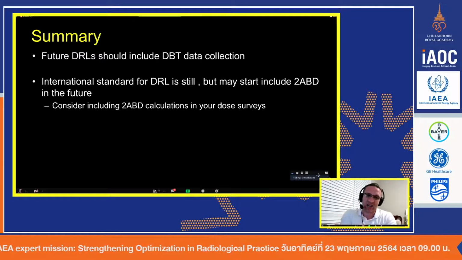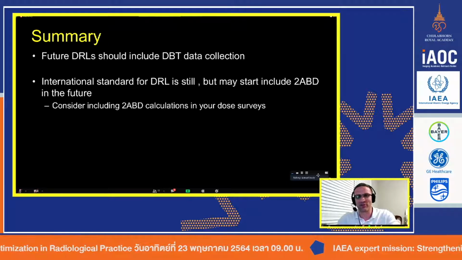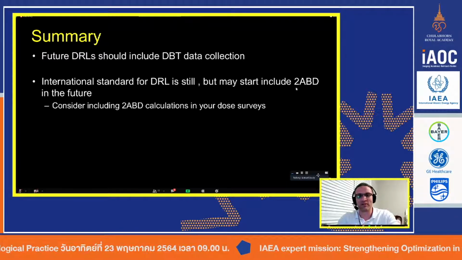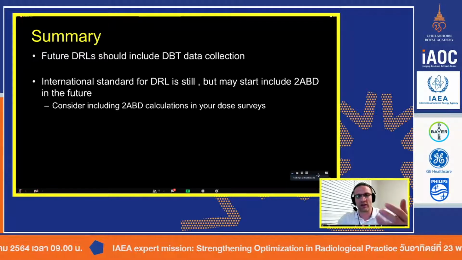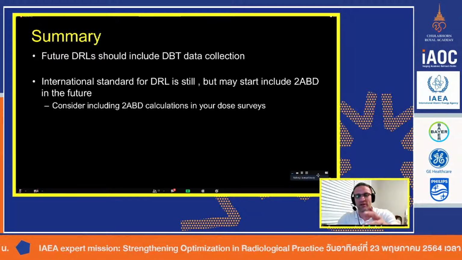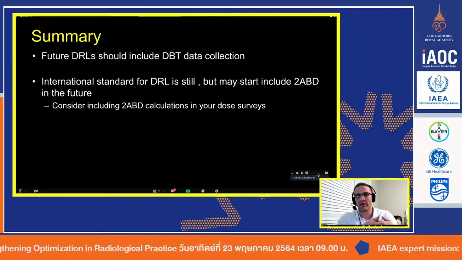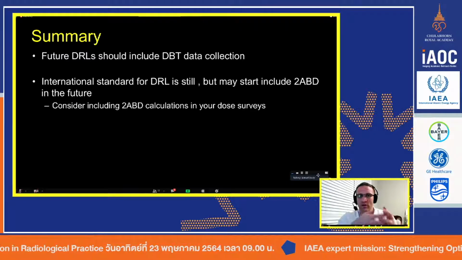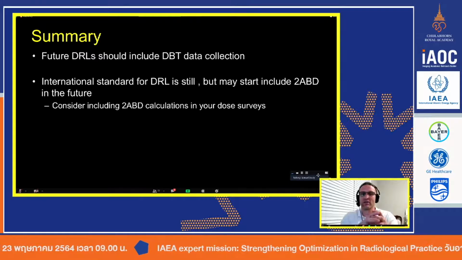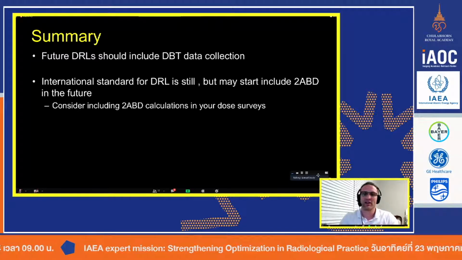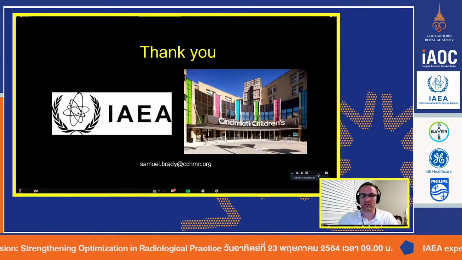So if I was trying to prophesize and pull out my crystal ball, I would assume that 2ABD is going to be in the future. So you should consider how you would start to collect that data, if you could calculate that. Here in the US, we have a model where we send in our dose data, but we also send in an image with that. So as you start to build up your capacity nationally, you may eventually move from just collecting dose data to collecting dose data plus an image. And as you get that one image, you can do a lot of analysis with it. And you can, of course, do your 2ABD calculations. All right.